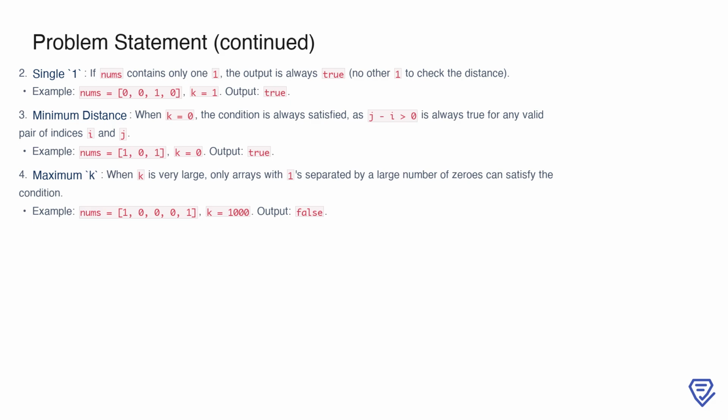When k equals 0, the condition is automatically satisfied for any valid pair of 1's, since j - i greater than 0 will always hold. On the other hand, if k is very large, only arrays with 1's separated by a sufficient number of zeros can meet the condition. For instance, in nums equals 1, 0, 0, 0, 1, with k equals 1000, the output is false because the gap between the 1's is too small. These cases help clarify the behavior under different scenarios.